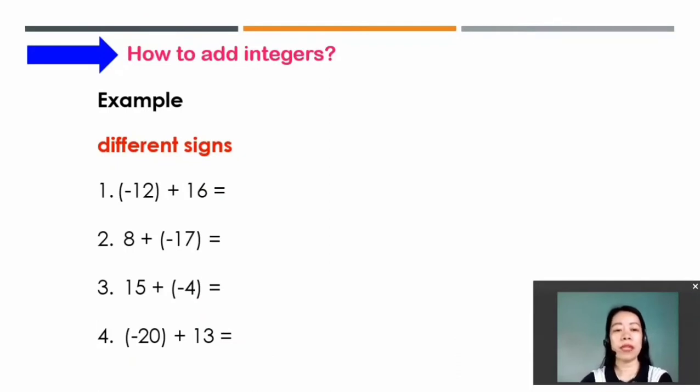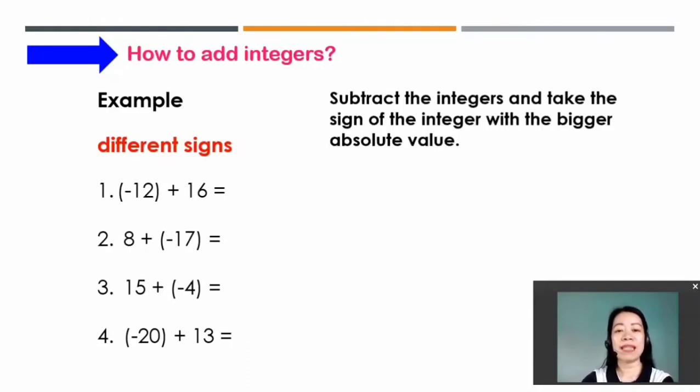Next, how about if the signs are different? So, we're going to subtract the integers and take the sign of the integer with the bigger absolute value. So, in our example, negative 12 plus positive 16. So, subtract the integers. So, 16 minus 12 equals 4. Then, take the sign of the integer with the bigger absolute value. So, dito, sa negative 12 and positive 16, yung positive 16 ang may bigger absolute value. So, since ang sign nito is positive, the answer is positive 4.